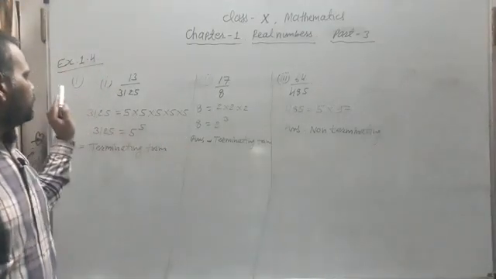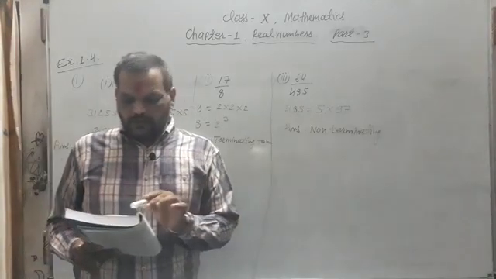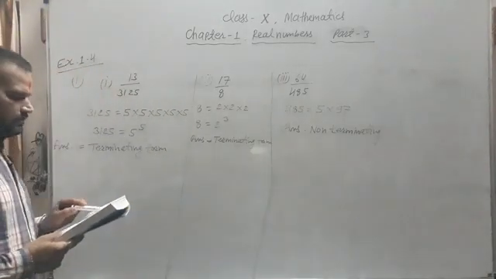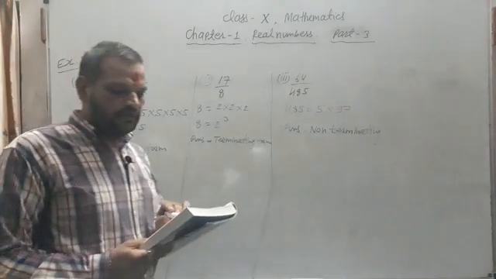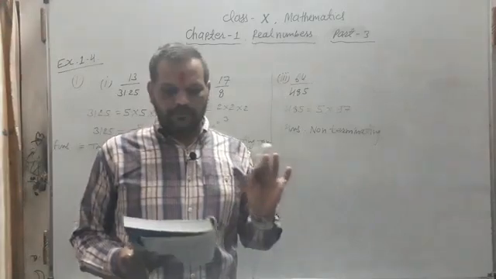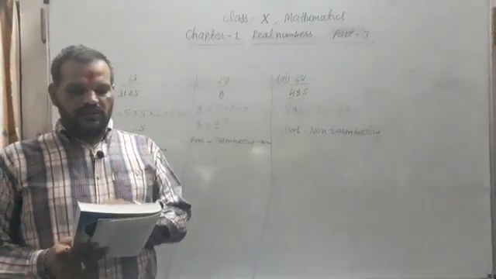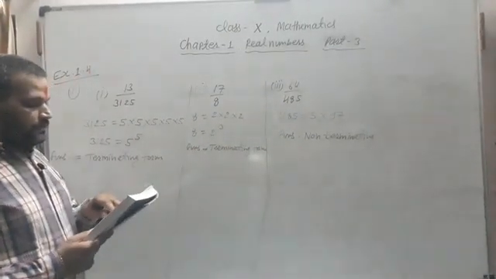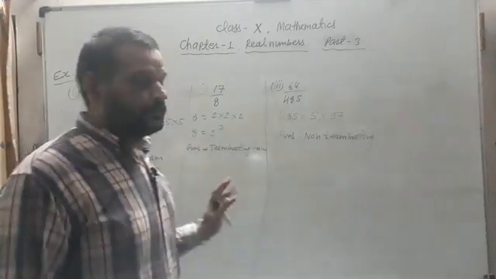In exercise 1.4, without actually performing the long division, state whether the following rational numbers will have a terminating decimal expansion or a non-terminating repeating decimal expansion.